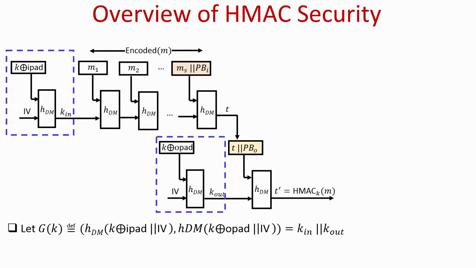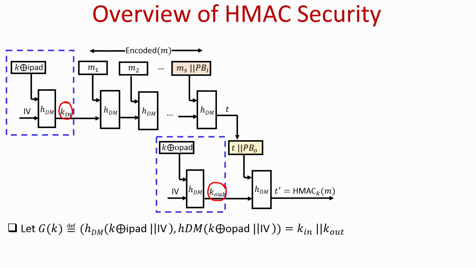What we are doing here is deriving two keys by running the Davis-Meyer function. You can call those keys K in and K out. K in is basically serving as the IV for the Merkle-Damgard transformation, whereas K out is serving as one part of the input for the Davis-Meyer function when we are computing the tag.